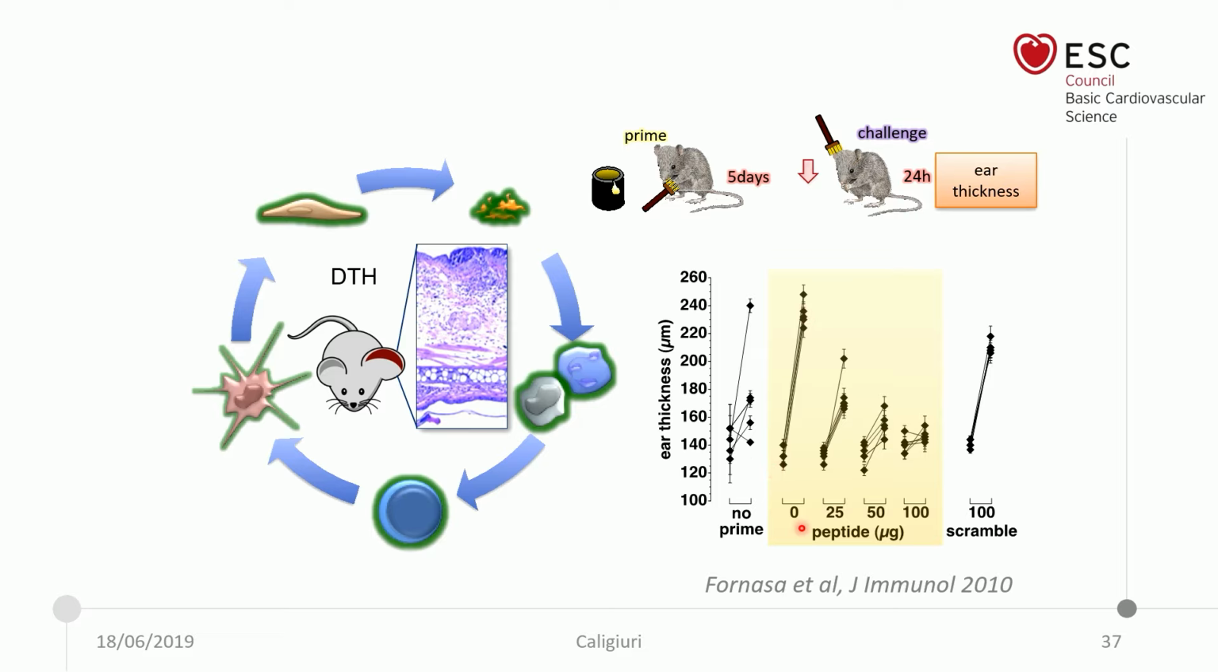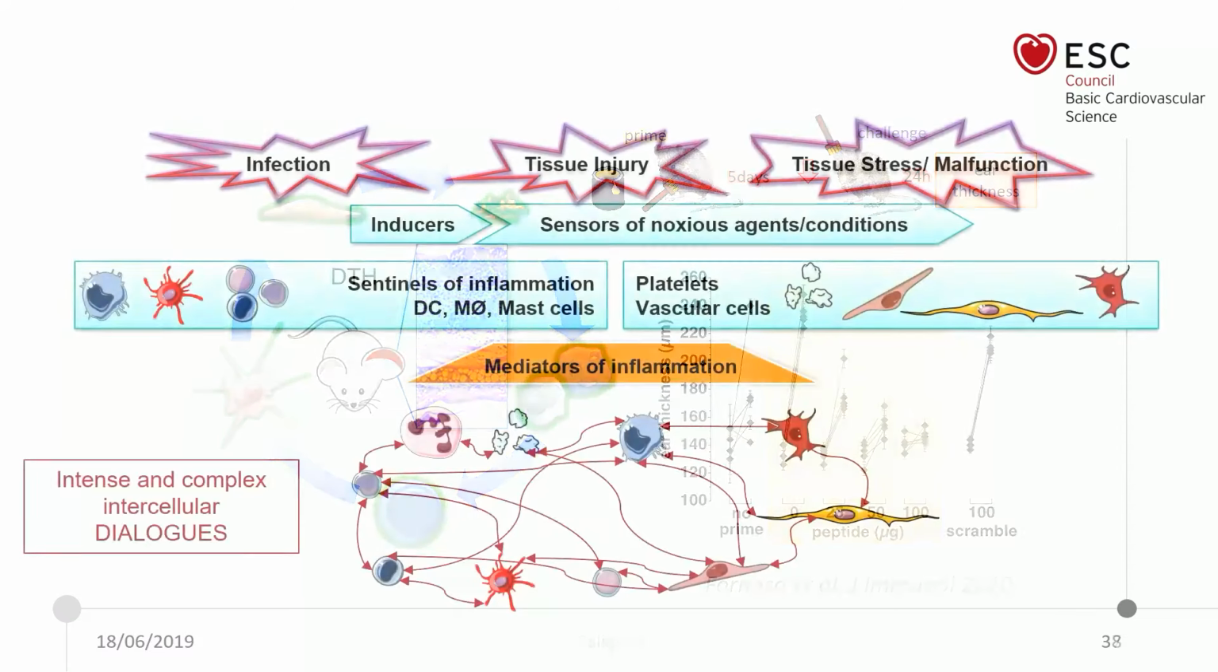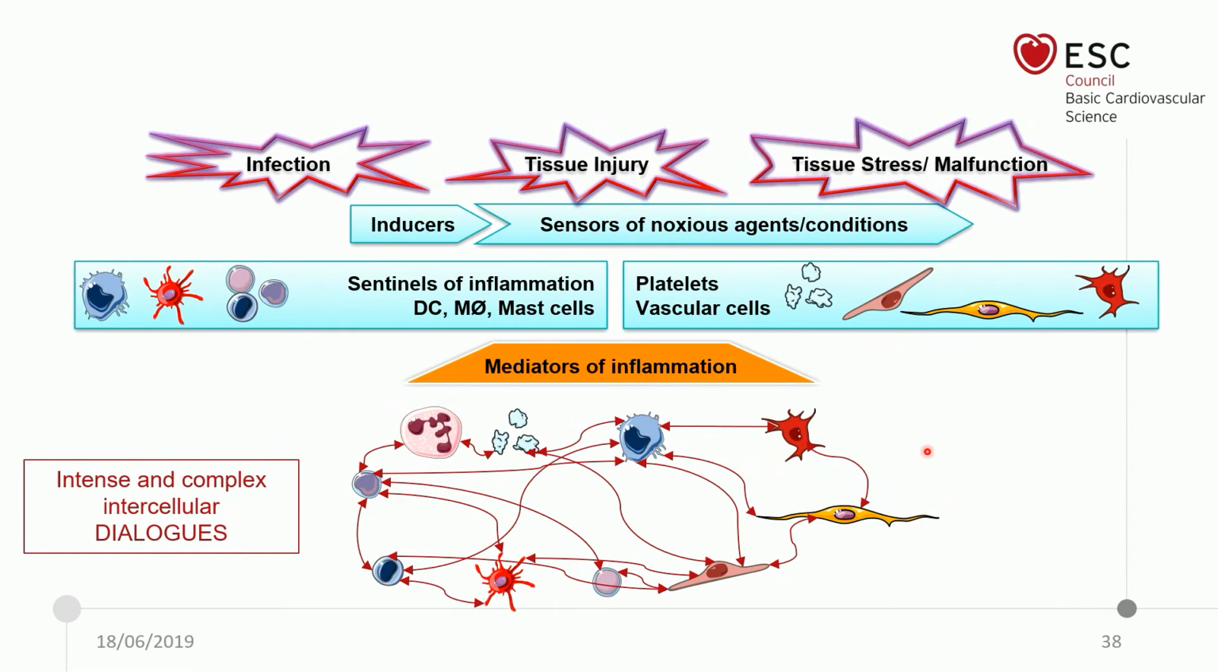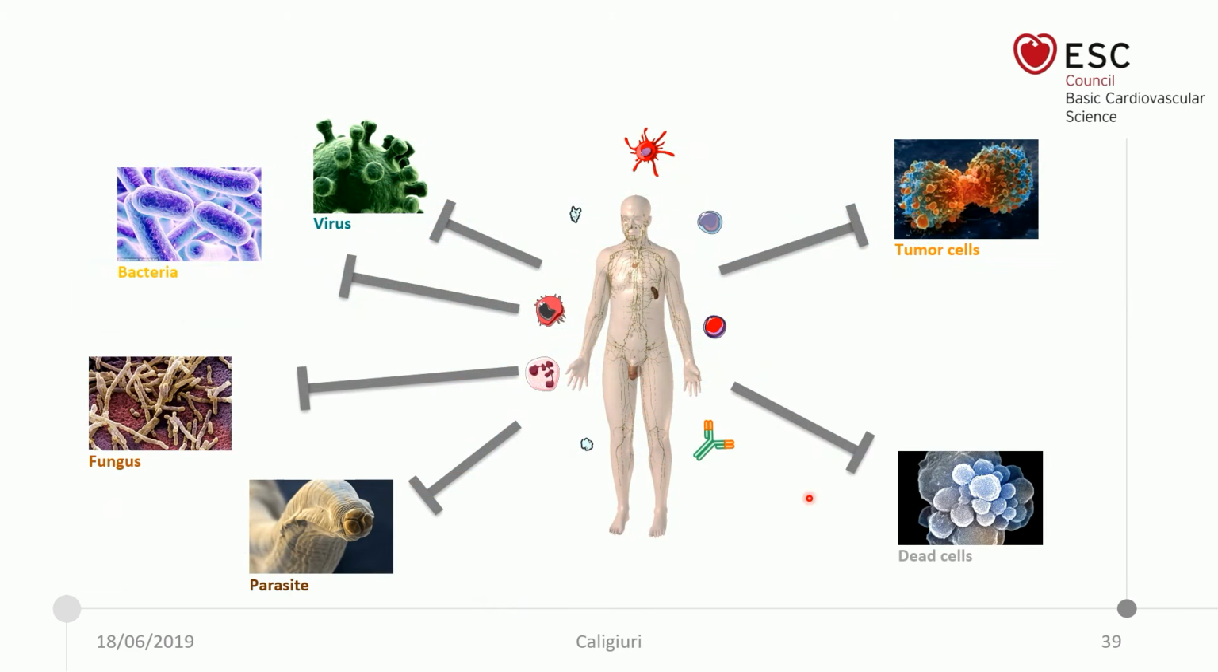What you see here is the second reading as compared to the first reading. In the absence of the peptide, the ear was swollen, whereas with the peptide, in a dose-dependent manner, you had less and less thickening. And this is, therefore, one indirect proof that with my agonist I could modulate the dialogue between the different cells that are all involved in the DTH model.